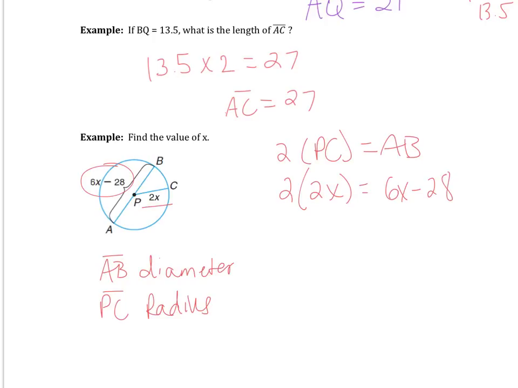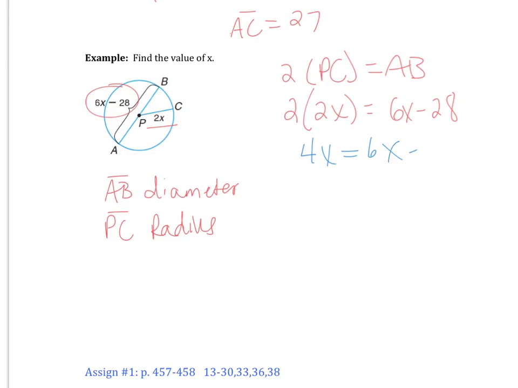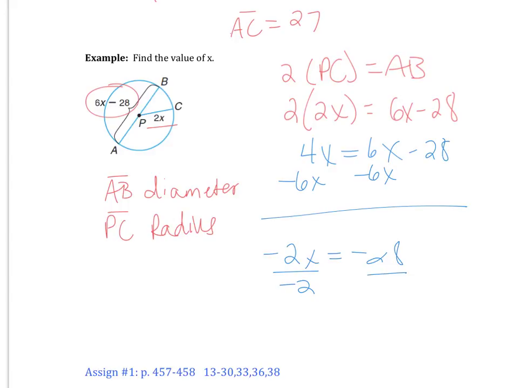Then I'm going to use my algebra skills here to solve for x. So 4x equals 6x minus 28. Subtract 6x from both sides. I've got negative 2x is equal to negative 28. Divide both sides by negative 2. I got x is equal to 14. Just double checking my question, it only did ask for the value of x.